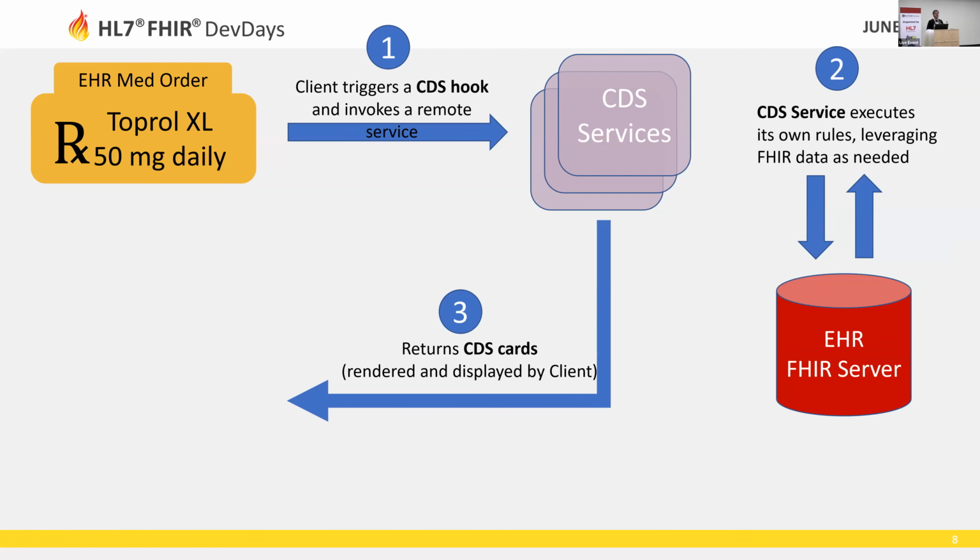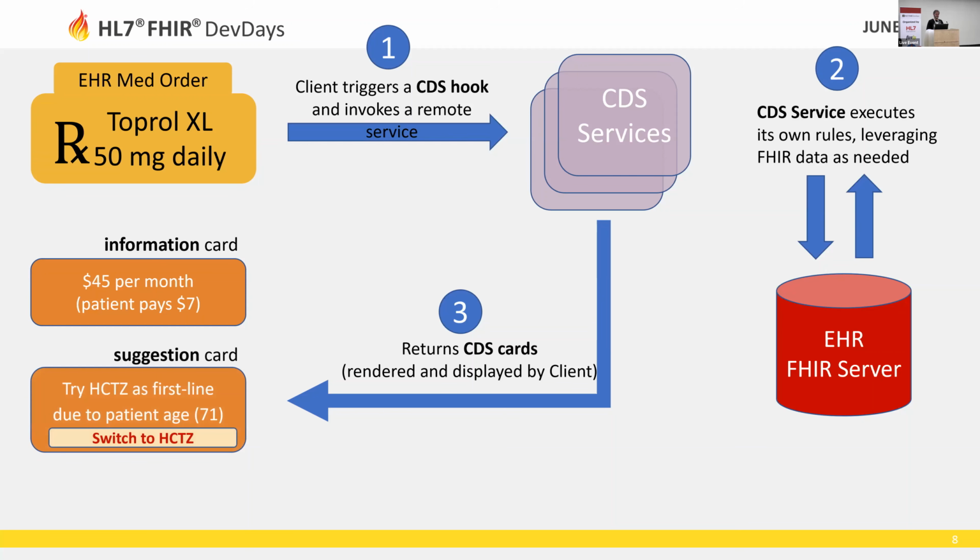It's up to the client to decide how to render those cards. It might be an information card, something that says $45 a month, patient pays $7. A suggestion card to actually switch a medication, for example, try HCTZ due to patient age, or maybe an actual link to a SMART application. So you could actually launch the SMART app from that point.